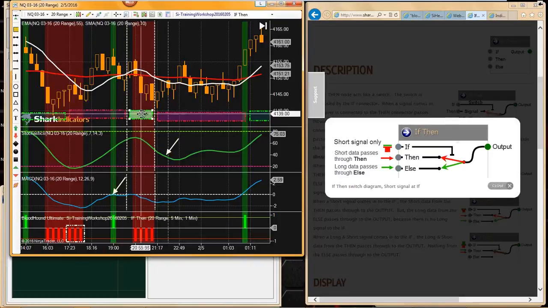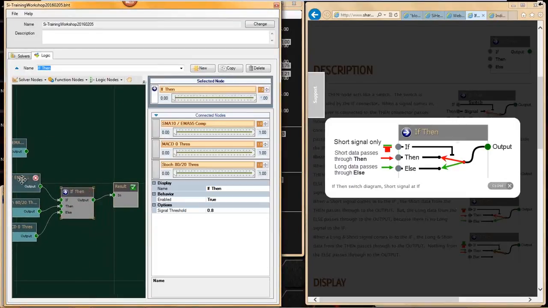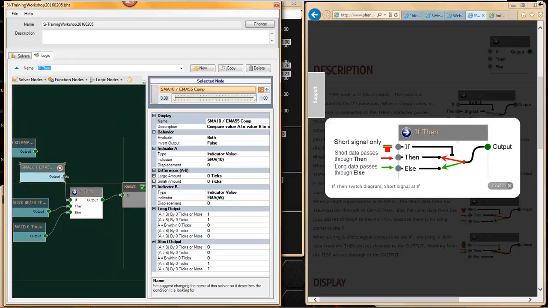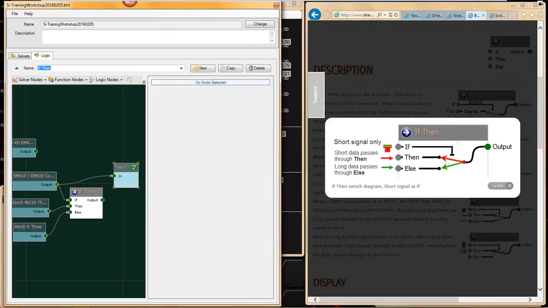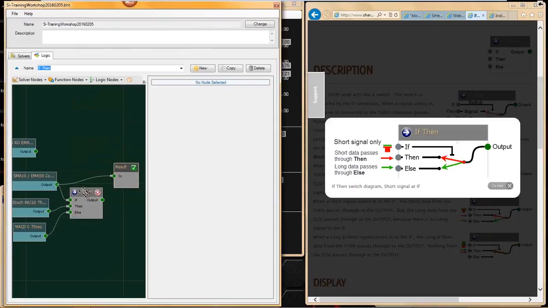So we have long signals coming in to the if node. All right, so remember the long signals are coming from this solver here, right? So remember, this solver is just looking at the SMA 10 above or below the EMA, right? That's all this solver is doing. So if I connect that up, we've got long signals coming into the if node.